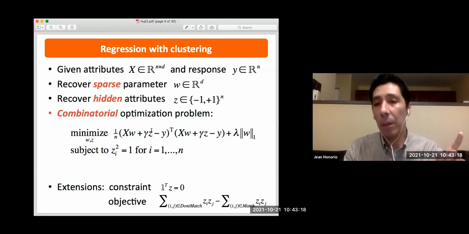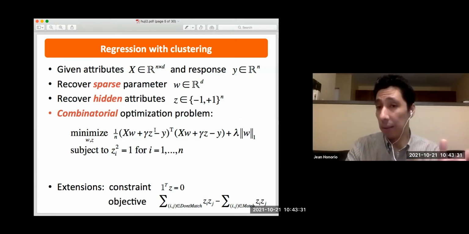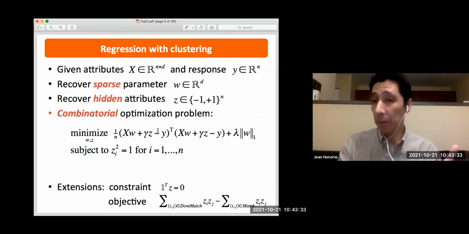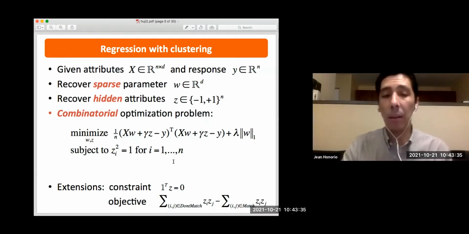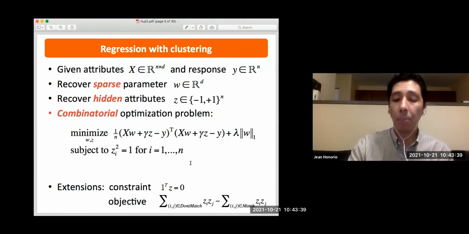This problem is NP-hard by the reduction to the mixed integer quadratic programming, right? So a quadratic programming that has scalars as well as integers. That's the type of problem that we have here, and that problem is NP-hard, and we have those details in the paper.